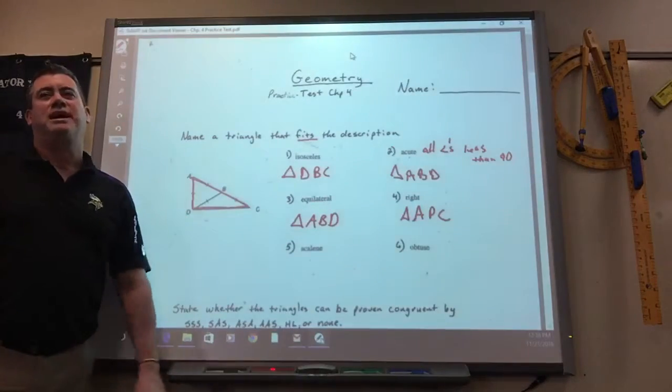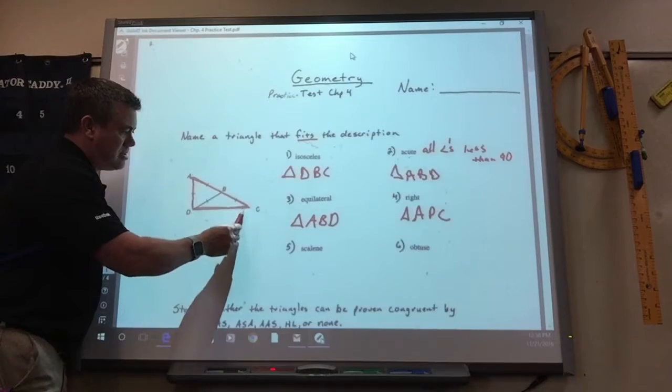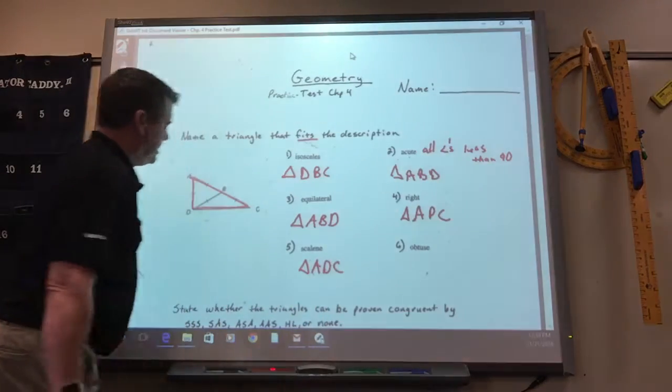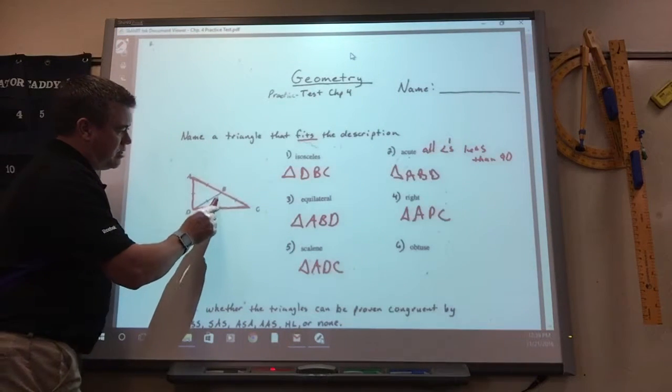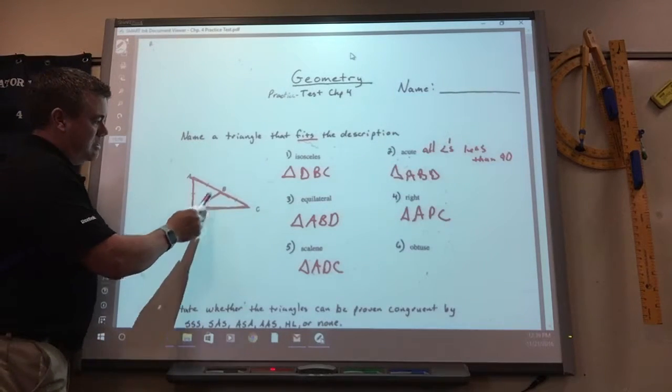Scalene means all the sides are different. ABC. Same one, yep, that's shortest, that's the next longest, that's the longest. Triangle ADC. And then an obtuse, right there. This angle right there looks like it's greater than 90, which is obtuse. So DBC.